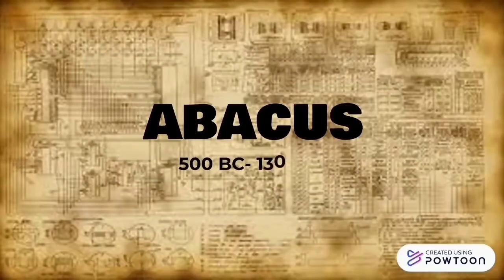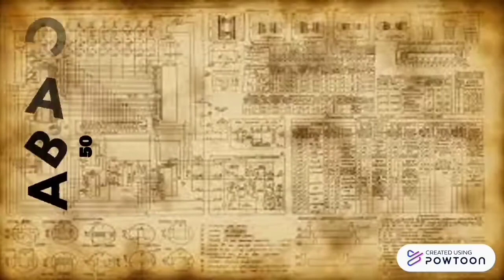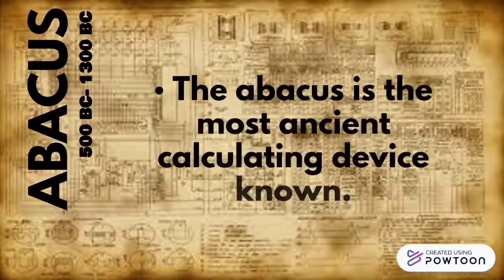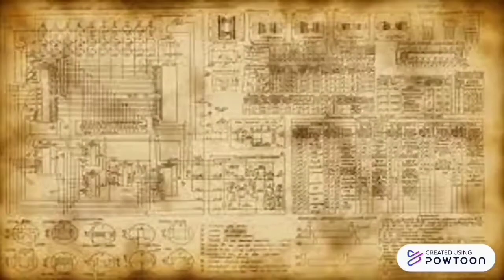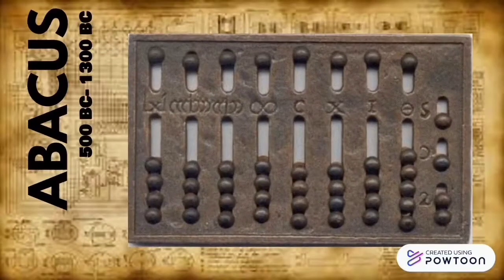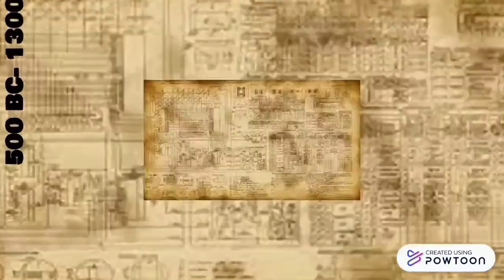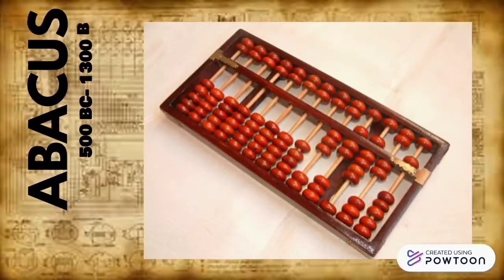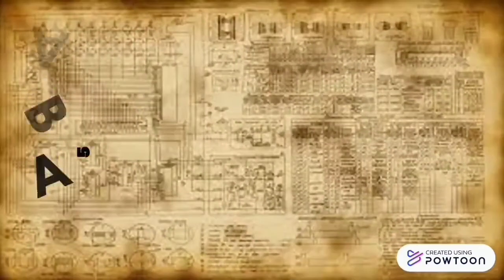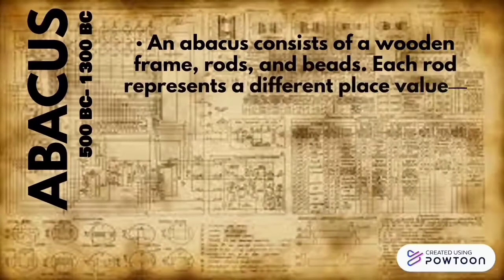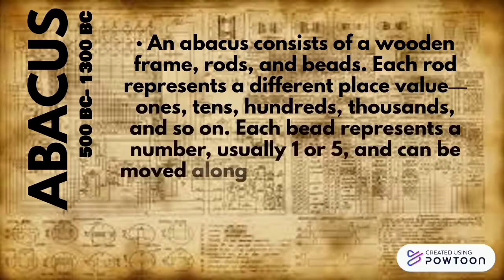The abacus is the most ancient calculating device. It has endured over time and is still in use in some countries. It is still unknown who built the first abacus and when it was built. There is evidence of the abacus used in Mesopotamia going back as early as 2700 BC for use of their sexagesimal numbering system. An abacus consists of a wooden frame, rods, and beads.